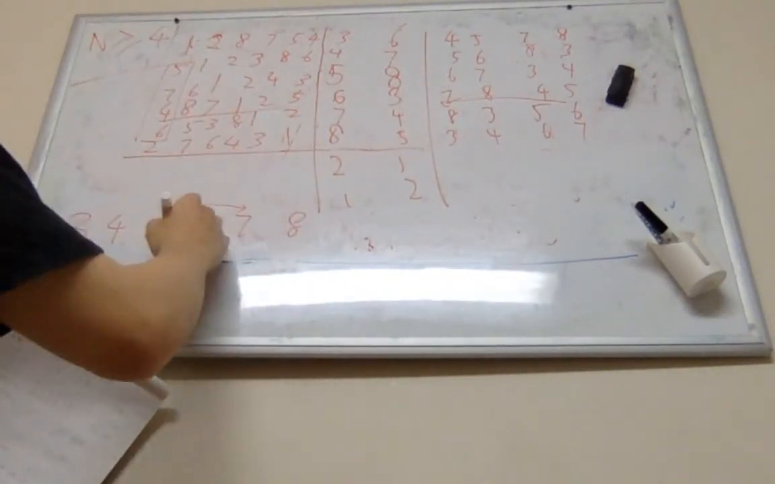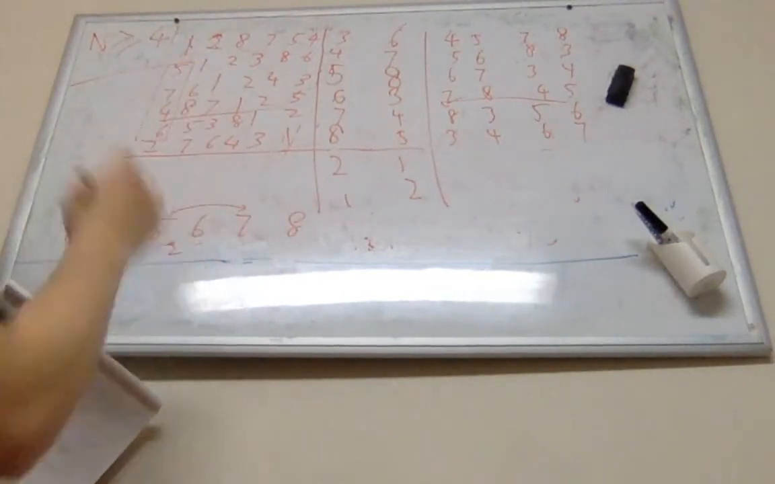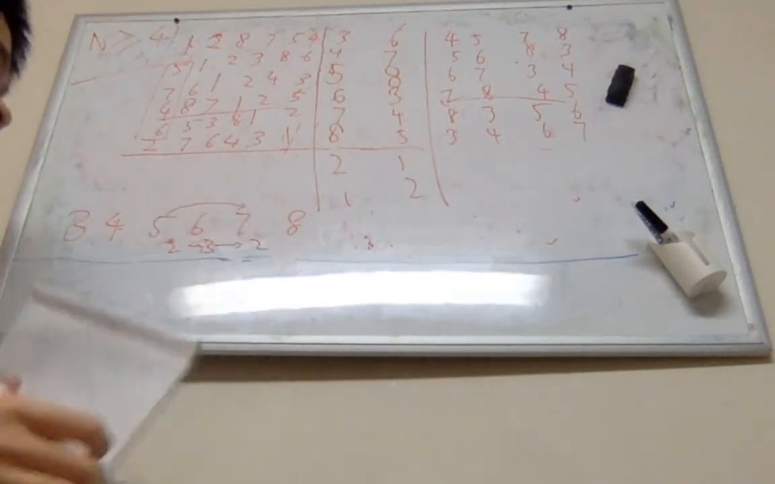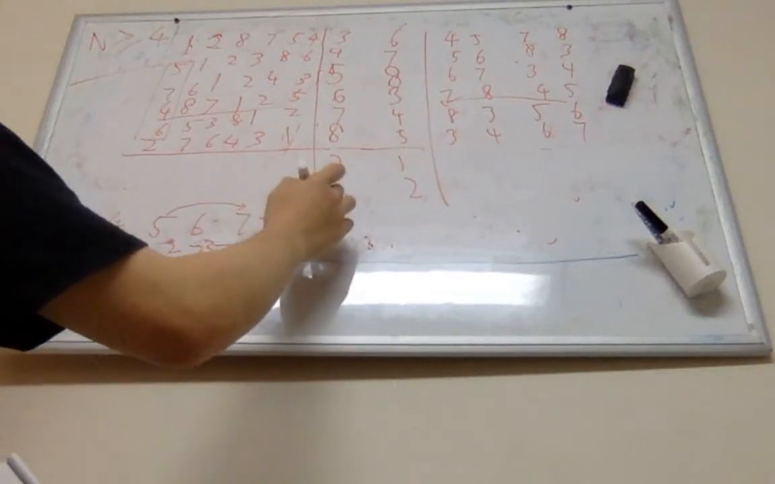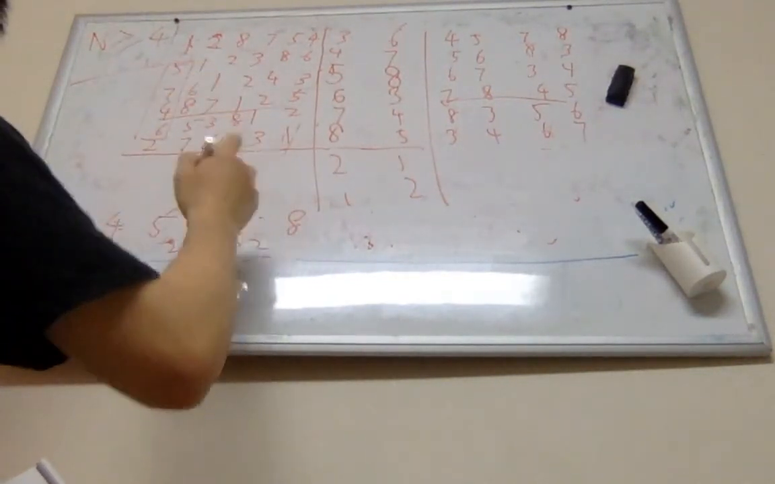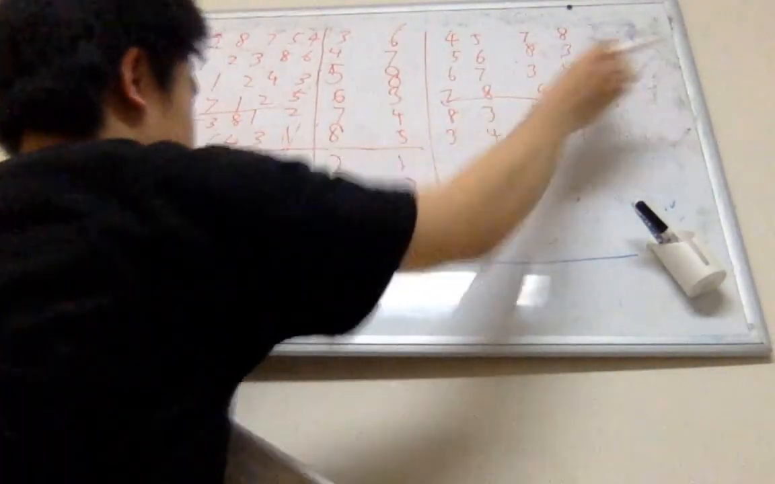5 jump to 7, 2 steps. Then 7, 8, 3, 4, that's 3 steps, and 4 to 6, that's 2 steps. So we are doing 2, 3, 2 every time. If you look at this one, 6 to 8 is 2 steps, 8 to 5 is 3 steps, 5 to 7, 2 steps. So it's basically 2, 3, 2, 2, 3, 2.